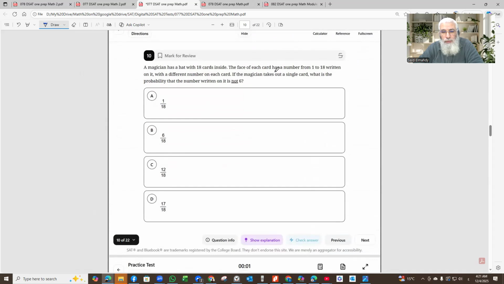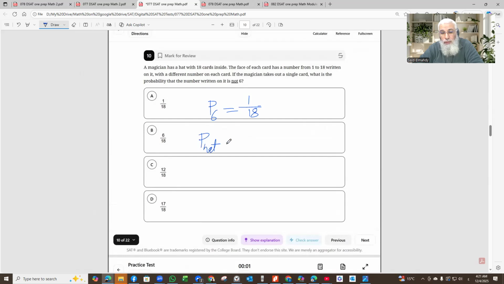The face of each card has a number from 1 to 18 written on it, with a different number on each card. If the magician takes out a single card, what is the probability that the number written on it is not 6? So the probability of 6 is just one number divided by 18 numbers. This is the probability of 6.